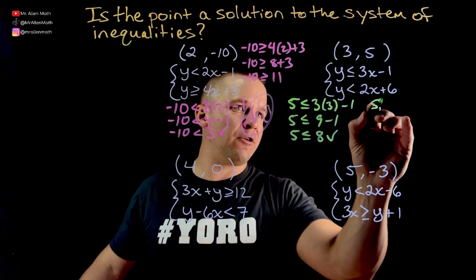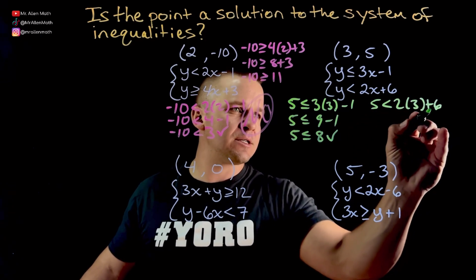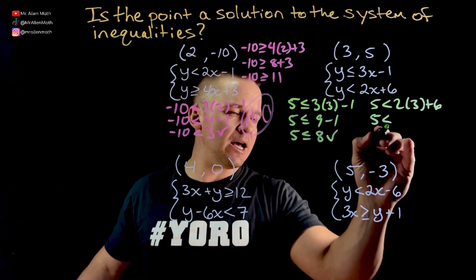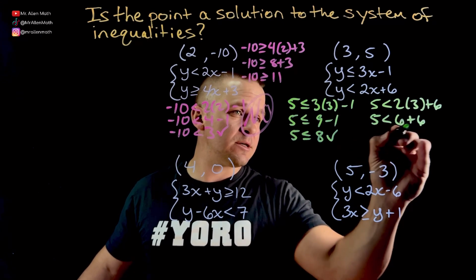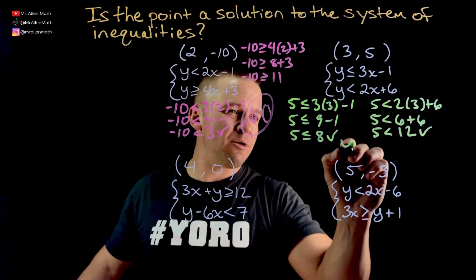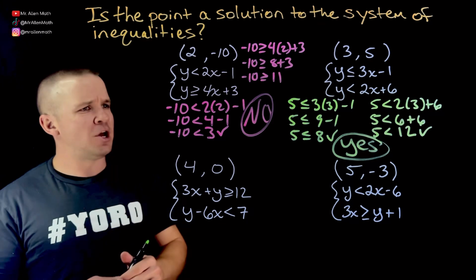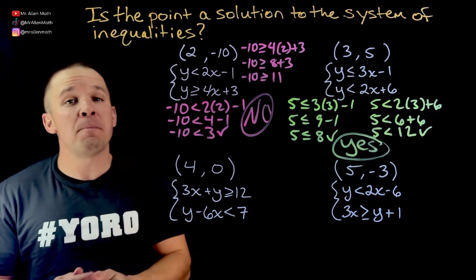We got 5 again for y less than 2 times 3 plus 6. So we got 5 is less than 6 plus 6, which would be 12. Is 5 less than 12? Yes, it is. So our answer is yes for that one. All right. We got ourselves a no. We got ourselves a yes. A nice little mix, if you will.